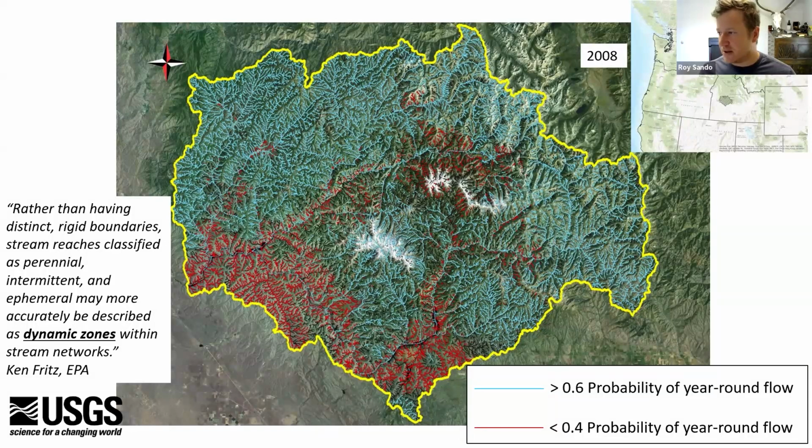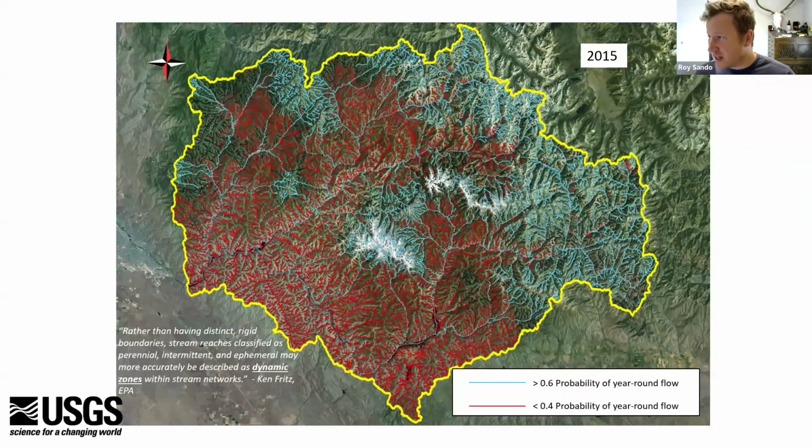If you look here, this is 2008, and you can see the blue lines represent streams that have a greater than 0.6 probability of year-round flow, and the red represent streams that have a less than 40%, or 0.4, probability of year-round flow. And if you look at 2015, which is a particularly dry year, you can see how the perennial flow lines contract and the non-perennial flow lines expand in the basin.